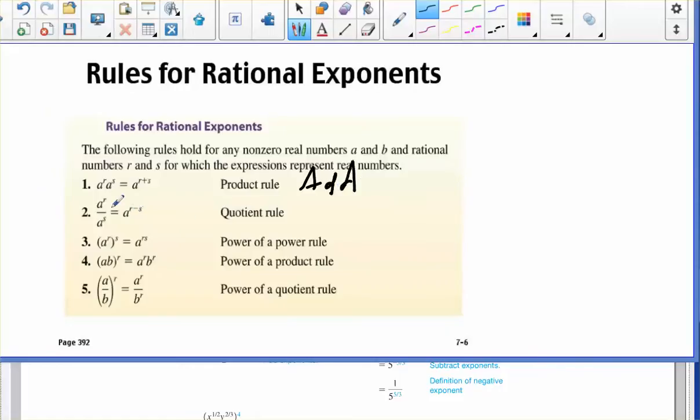Now, here's the case where you have like bases, A, and you have exponents R and S, and I'm dividing. When you are dividing with like bases, then you subtract. You subtract the exponents, okay?